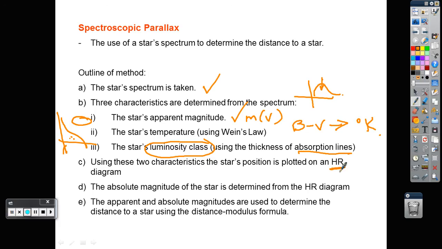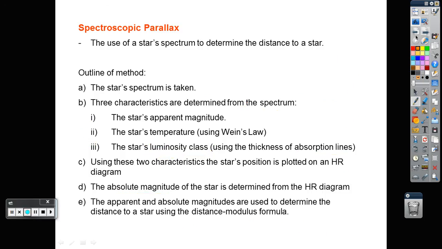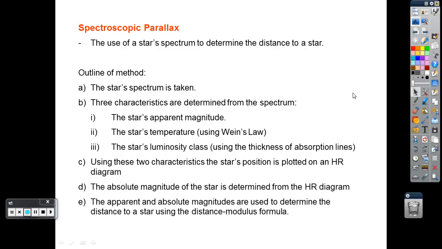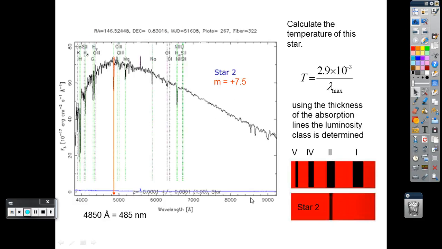We then use a Hertzsprung-Russell diagram, and we can determine from the Hertzsprung-Russell diagram the absolute magnitude. Once we've got little m, the apparent magnitude, and the absolute magnitude, we can then use the distance modulus formula, and we found the distance in parsecs. So that's the spectroscopic parallax. So let's use spectroscopic parallax to work out this star here.